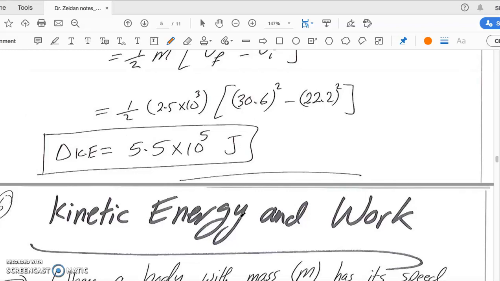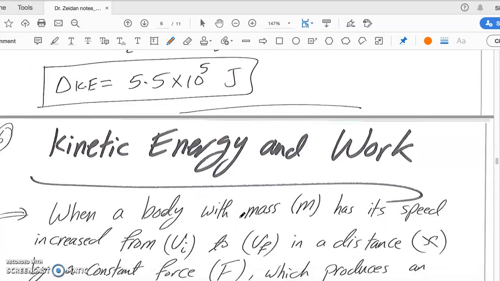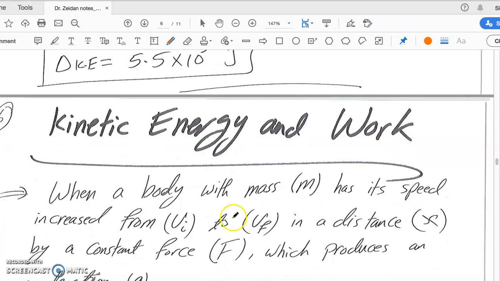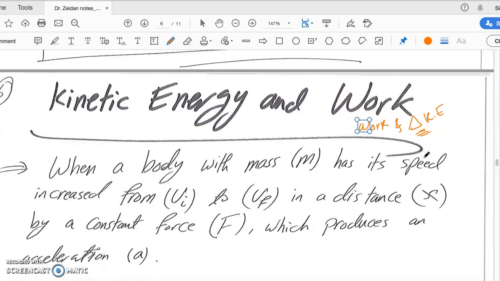All right, let's see the second concept. It is the relationship between the kinetic energy and work. I would say it is not literally the relation between kinetic energy and the work. It's between the work and the change in the kinetic energy. Keep this in mind. It's like the above, where it was the work and the change in the potential energy. So here we have the relation between the work and the change in the kinetic energy.